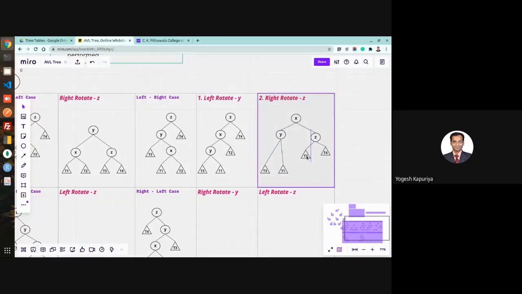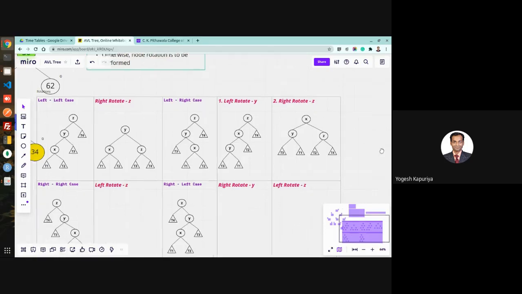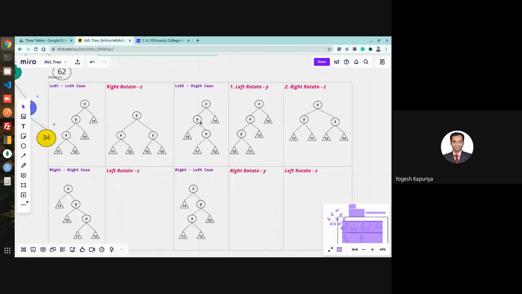Fine. So this will be the scenario, and again, this will be a balanced tree. So when you have this situation, this is how it is going to be done. There are two rotations which are to be performed. First you rotate Y and then you rotate Z. Rotate Y in the left direction and rotate Z in the right direction.